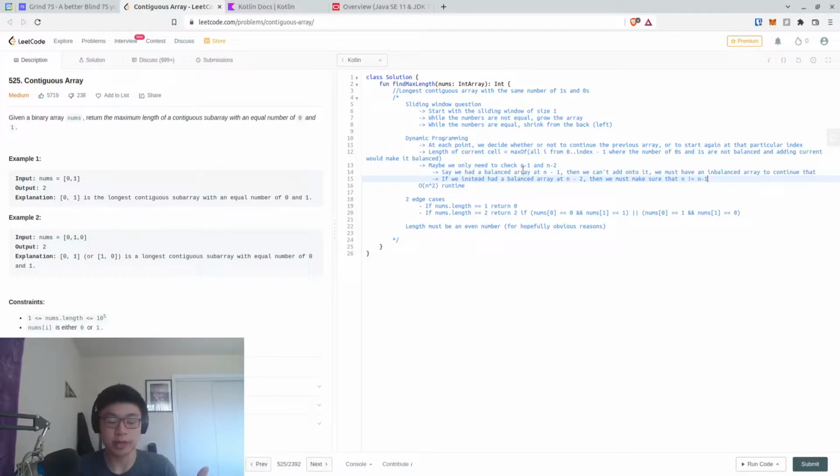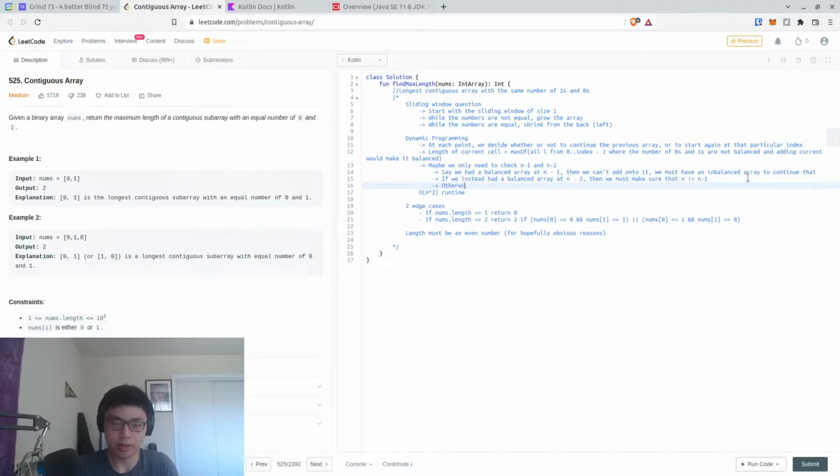So the idea is that we have a balanced array at n minus 2. As long as our current 2 additional values are different, then we maintain the balance. If we have an imbalanced array at n minus 1, we need to make sure that our value is the same, or is the missing value. And so maybe otherwise the value at that array is 1. Restart.